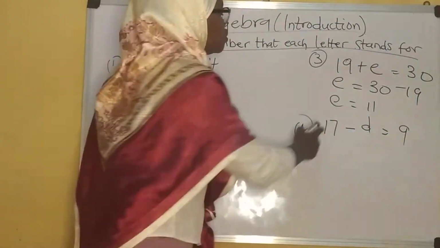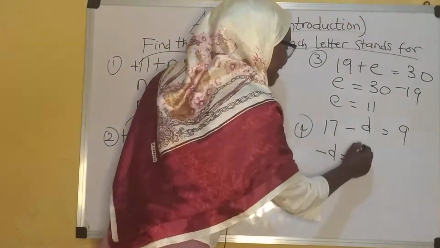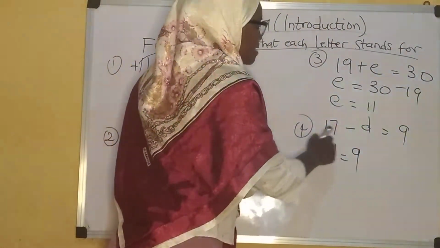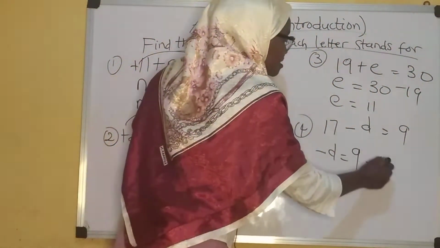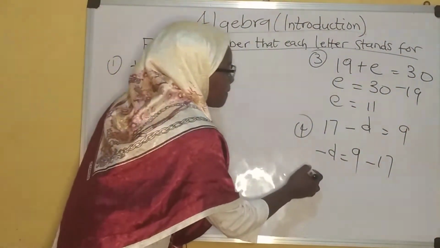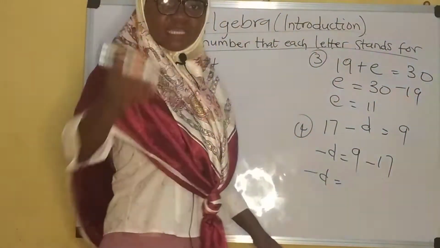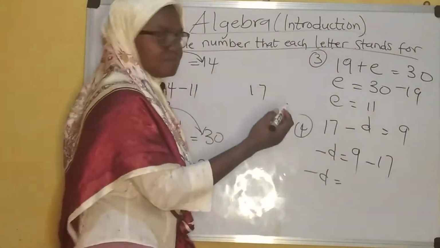Does that make sense? So here it will be minus d equals 9. And then this plus 17 goes there to become minus 17. Is that clear? All right. So here I have my minus d equal to 9 minus 17. Let's see what that gives us. 17 minus 9.